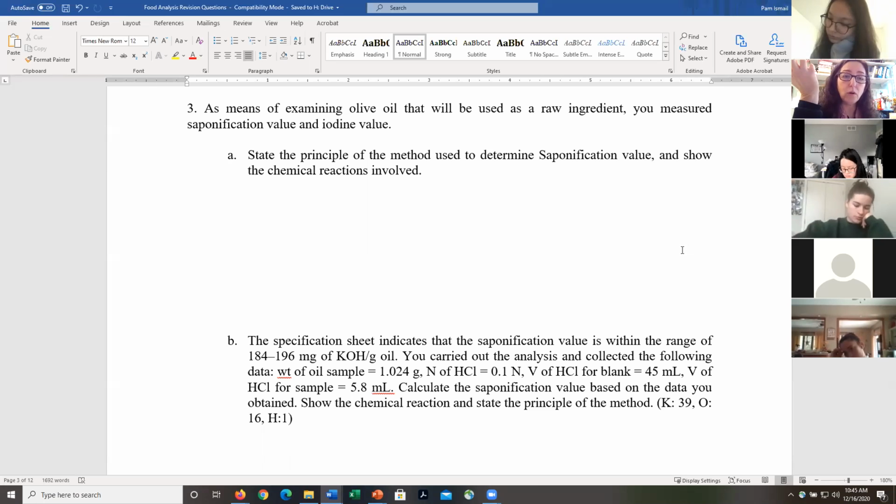And why is it important? It's a characteristic assay. So it is very unique to the different oils, and it allows us to determine the average molecular weight of the fatty acids within the triglycerides. So that's the significance of the method.